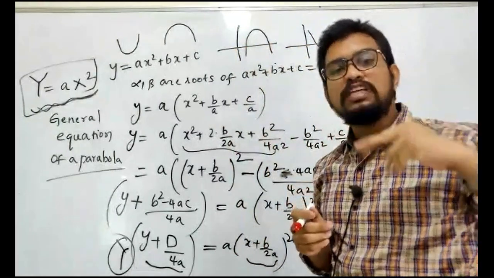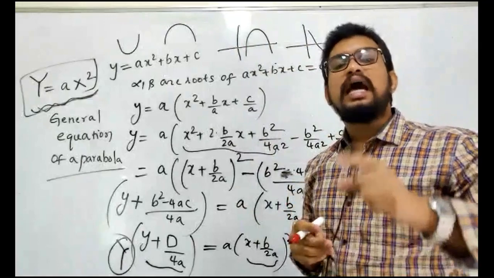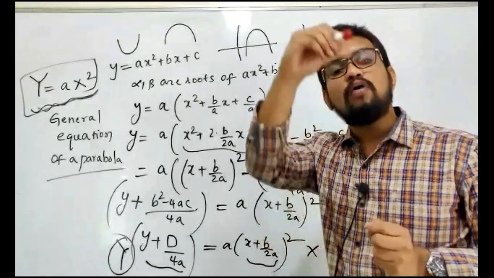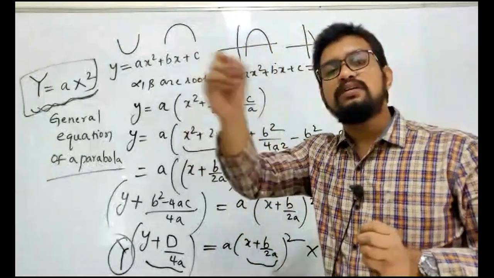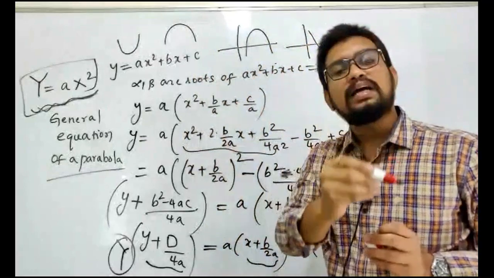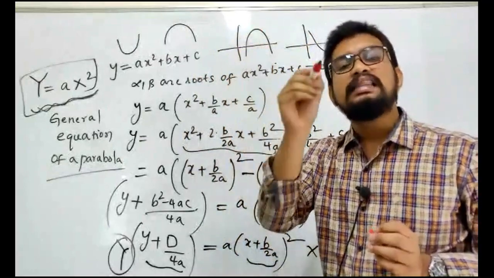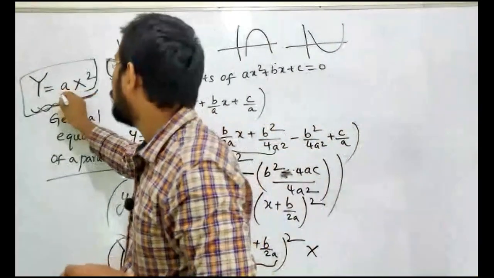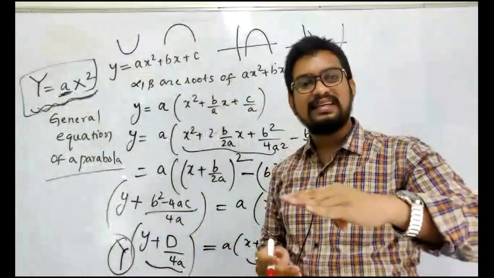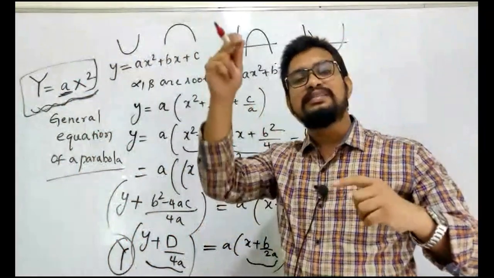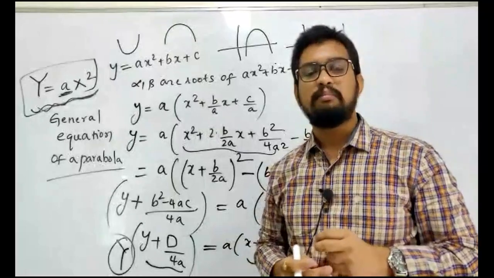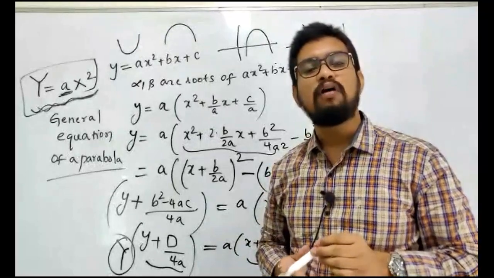The orientation of the parabola depends on the value of a. That is, whether the parabola is downward facing or upward facing depends mainly on this value of a.